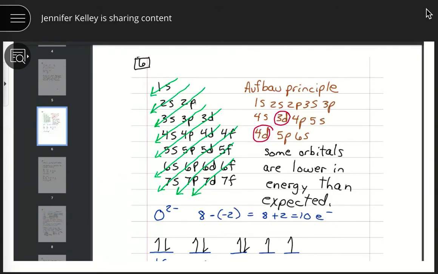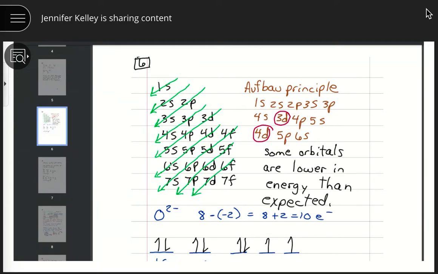And as you go across a row, not in a column, you'll notice that the n level, the number, is all the same. So the first row is 1s, the second row is 2s and 2p, so they're both 2. The next one is 3s, and then 4s, and then 5s, and so forth.